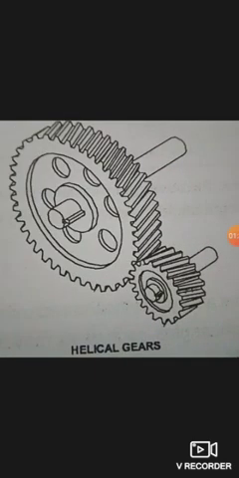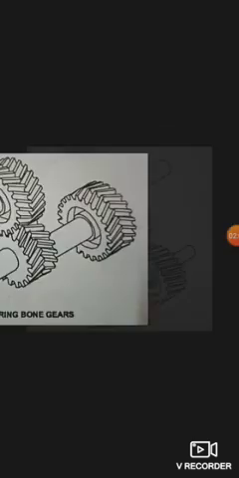See this one. This is the helical gear drive. Here the driver and driven gears are shown, but the teeth cut on the periphery of the wheel are at an angle, because this is the advantage here. In a helical gear drive, the noise is very little and it gives a smooth drive.